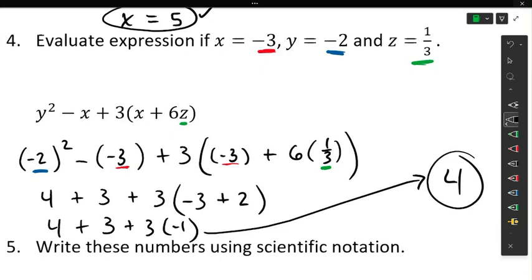Now, I don't know why I feel suspicious of this, so I'm going to check this on my calculator as well. So I'm going to just open parentheses. I'm going to take the -2 value, and I'm going to go ahead and square that. And then I'm going to subtract, and this calculator doesn't need these, but I'll do it anyways. So subtract a -3, and then I'm going to add 3 times, and inside I've got a -3 plus 6 times 1/3. And I'm going to close off those parentheses, and I get a number 4. All right, so we were correct. Oh, I just did all that on a calculator screen, and you didn't see it, but I checked it. It worked. It was nice.